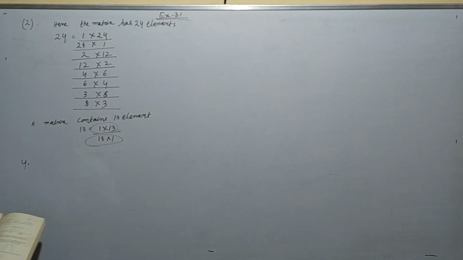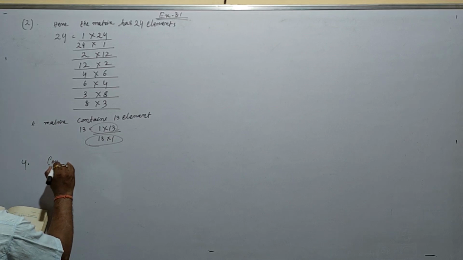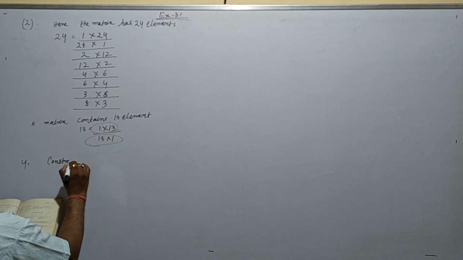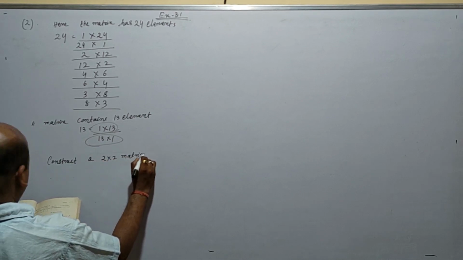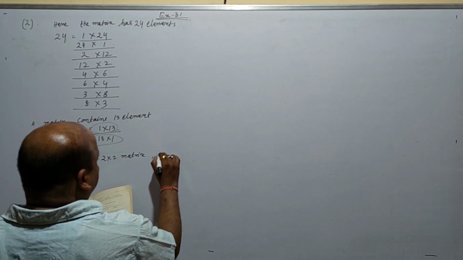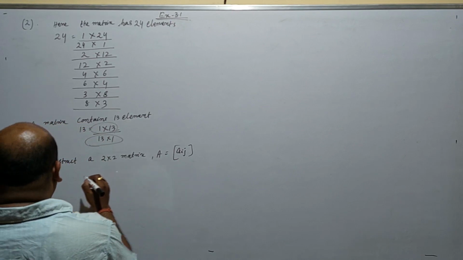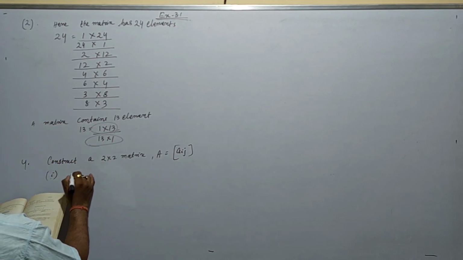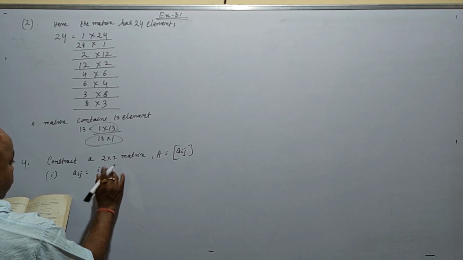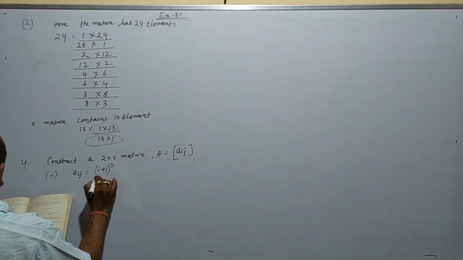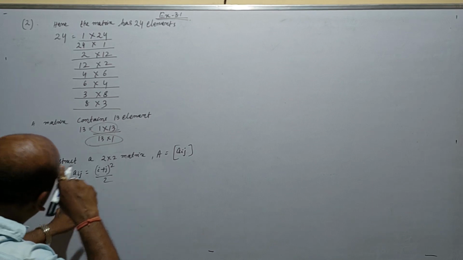Question number 4, students. Construct a 2 by 2 matrix A equal to Aij, where Aij is given. The elements are in this form: Aij equal to (i plus j) whole square by 2. So it has 3 parts, and I am going to solve the first one.